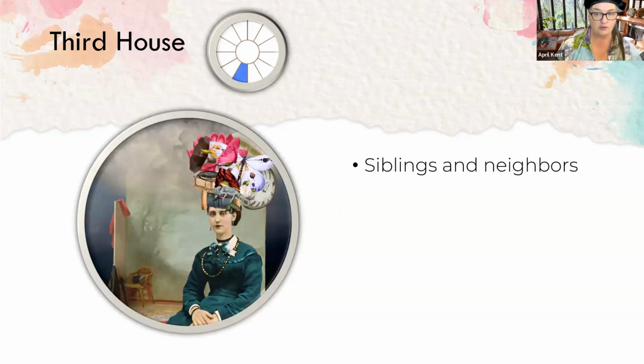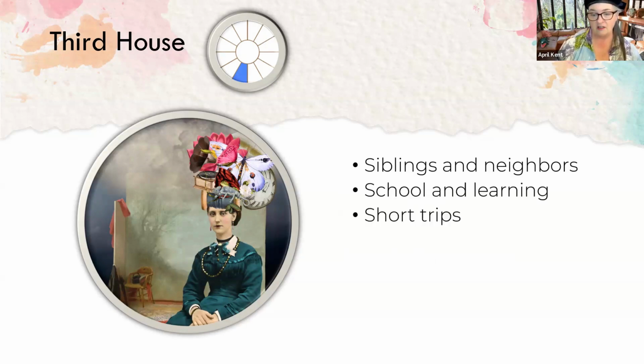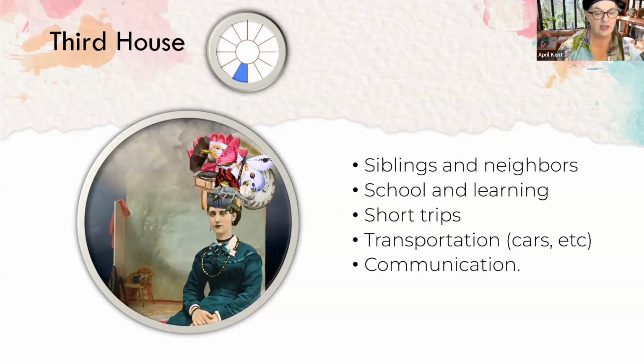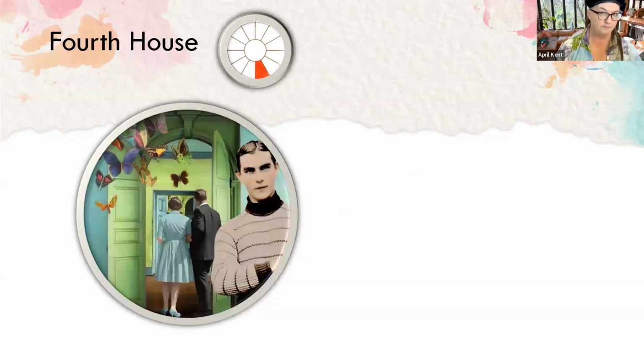The third house is a house of siblings and of neighbors, of school and learning, of short trips. And I usually just think, okay, if you don't leave the ground to get there, so a car or a train or a bus, it's a third house experience. Transportation like cars, and communication.